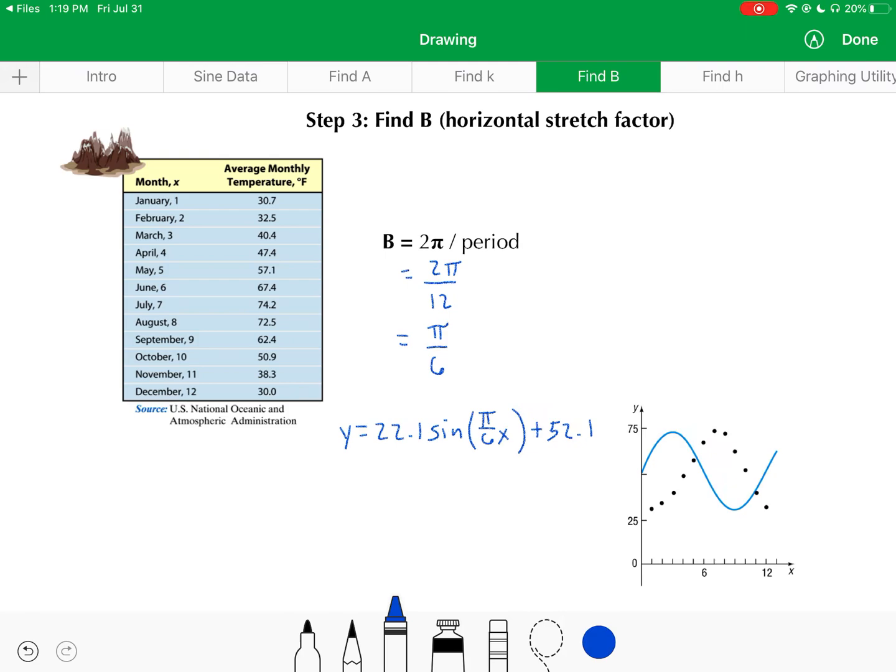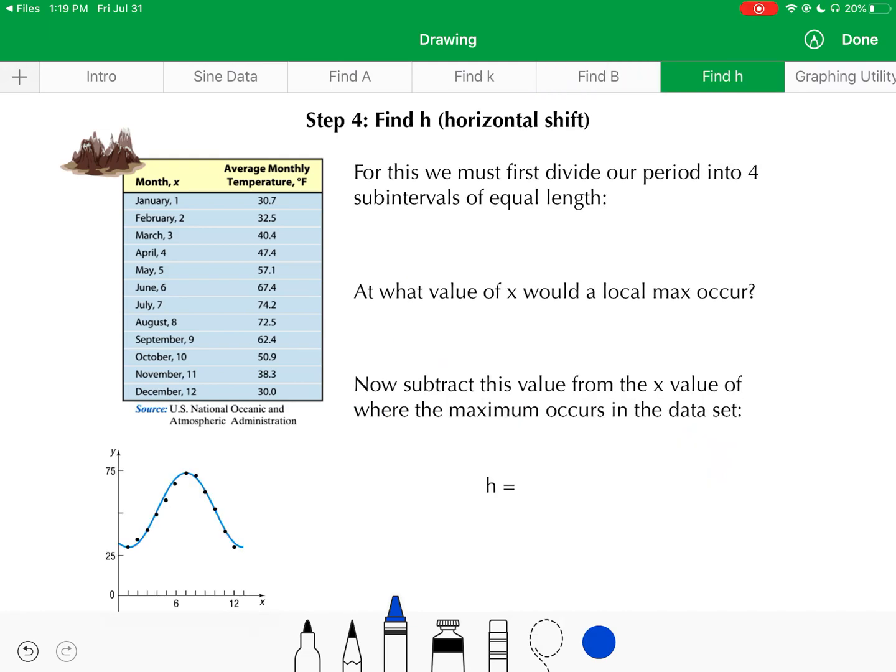Now, the only thing we have left to do is shift that blue curve horizontally so that it'll get right in line with those points in the data set, okay? That requires us to find our H value, or our horizontal shift value. Now this is probably the most difficult parameter to wrap your head around as far as how to calculate it, all right?